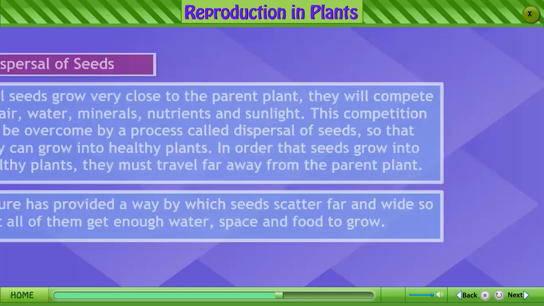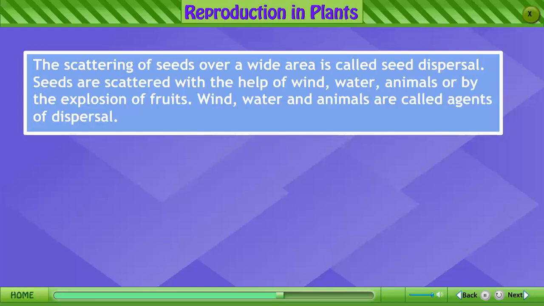space and food to grow. The scattering of seeds over a wide area is called seed dispersal. Seeds are scattered with the help of wind, water, animals or by the explosions of fruits. Wind, water and animals are called agents of dispersal.